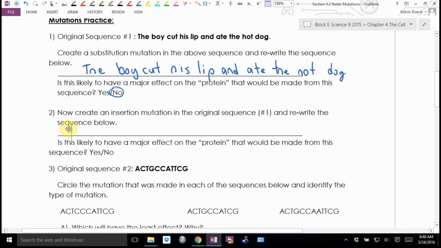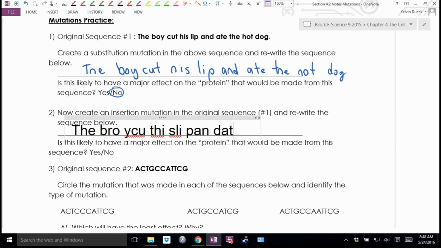Then it says mutation. So how about we start with "the boy cut his lip and ate the hot dog," and let's put something between the B and the O. I'll put an R between, and then I'll have Y C U T H I S L I P A N D A T E T H E H O T D O.